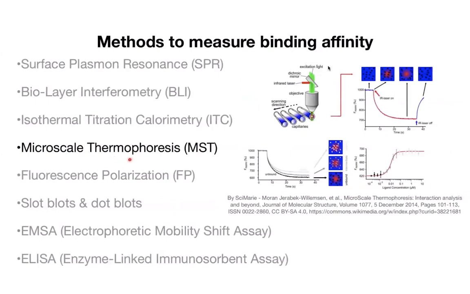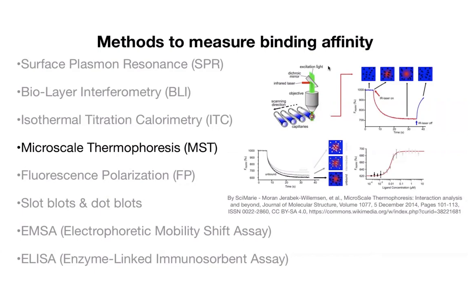Another method is Microscale Thermophoresis, or MST. In this method, you have little capillaries, little glass tubes, and a laser. Your molecule is labeled with a fluorophore, a fluorescent molecule. The light is going to excite those fluorophores, getting them to give off light, but it's also going to heat things up. And when it heats things up, those molecules get energy, they move away, and then they start moving back.